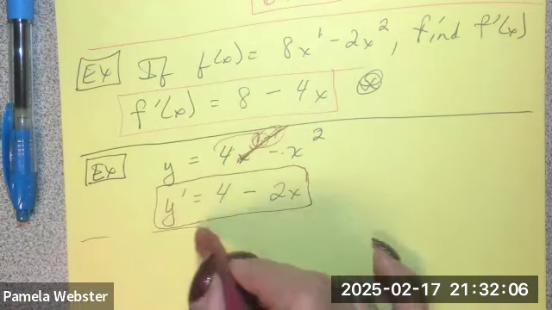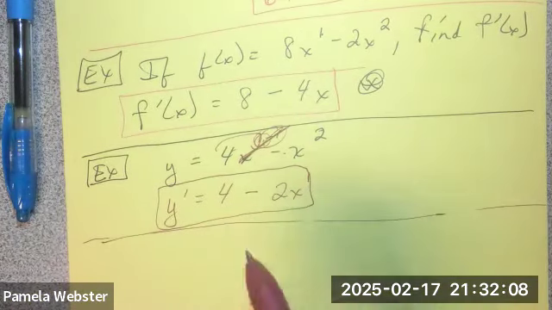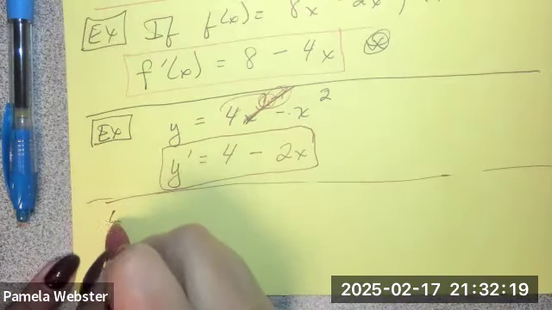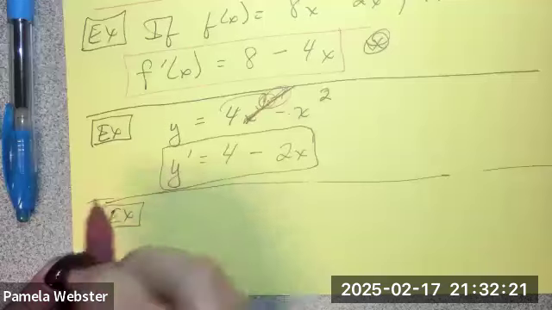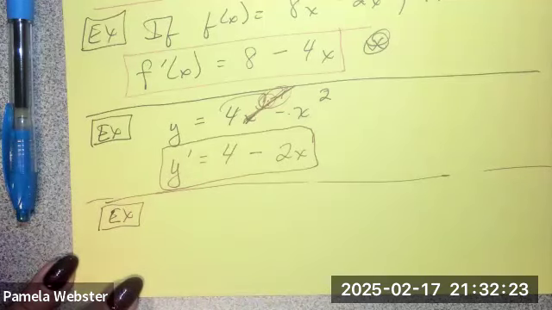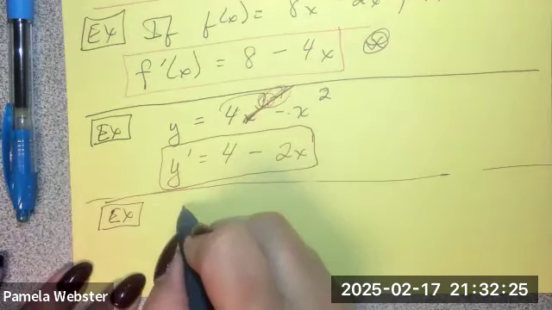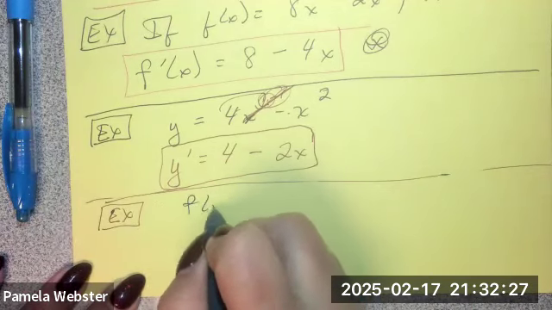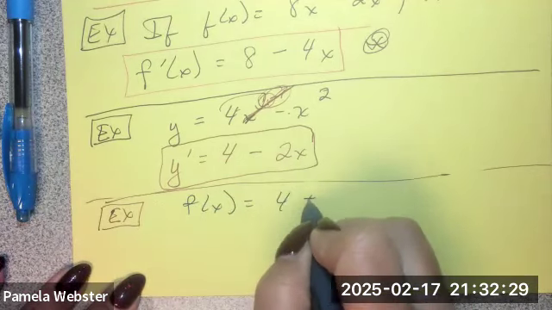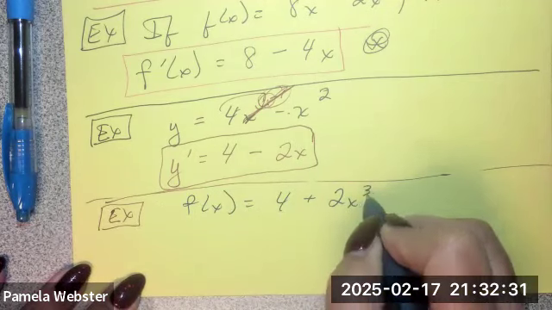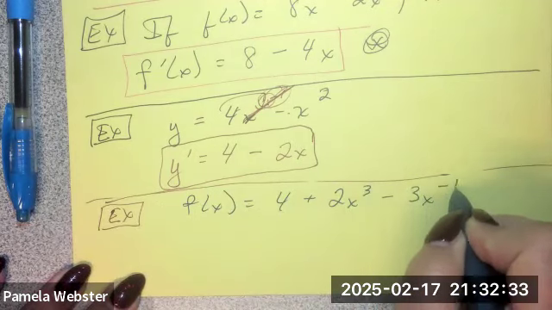So this is actually nice. The shortcut, I didn't make a mistake. And then the one by hand, I did. So there you go. So we can see where this is very valuable to us, right? Let's do one more. I'm going to give you one for you to work on. f of x equals 4 plus 2x to the third minus 3x to the negative 1.